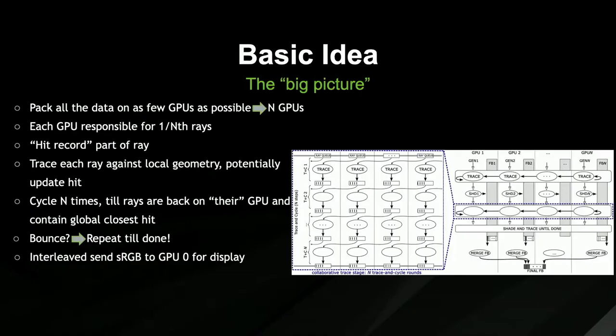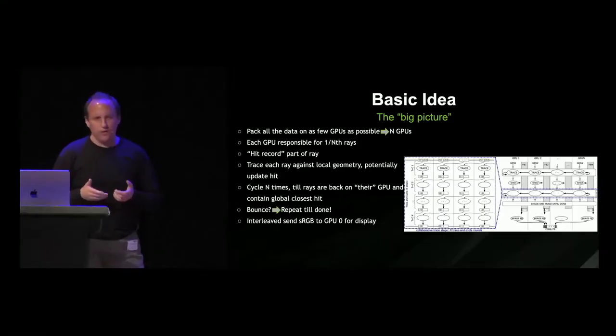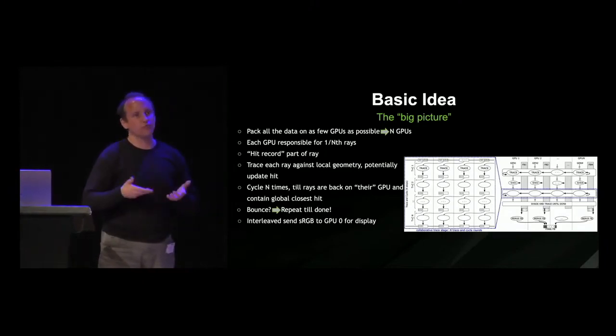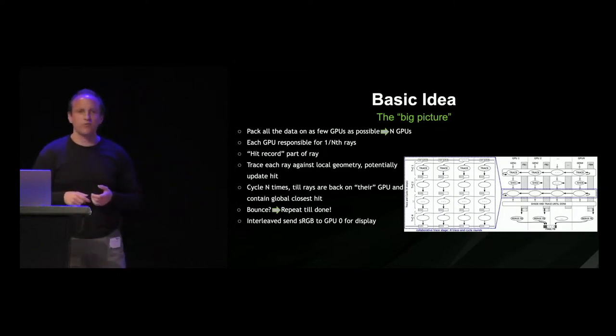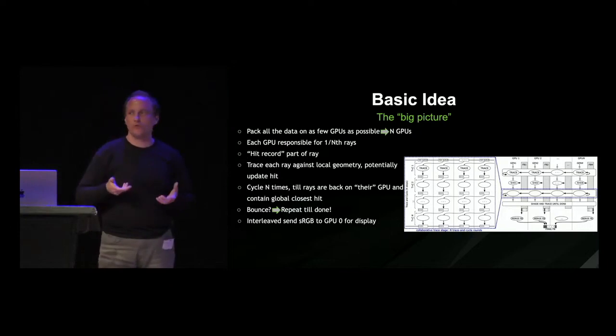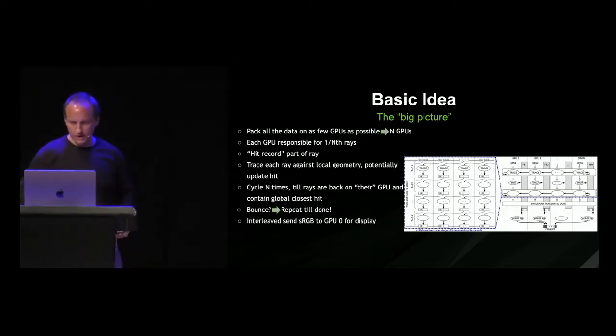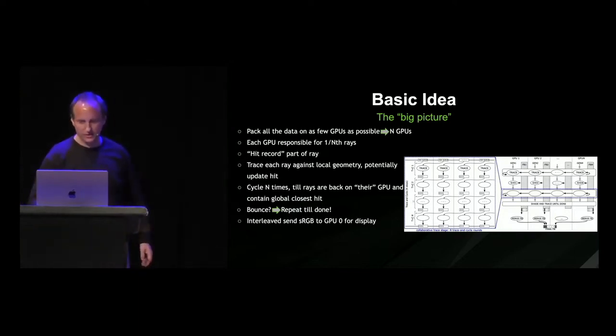And then we cycle n times, and then we are back at the GPU where the cycle started. Each GPU has traced all the rays, and the information about which objects were hit is back at the GPU that dispatched these rays, and then we perform shading. If we have a path tracer or something like that, we repeat that multiple times, for each bounce that we have. And in the end, we have a distributed result, like an sRGB result, that we send back to GPU 0 or whichever GPU is responsible for displaying the image. So that's the idea. It's as simple as it gets.